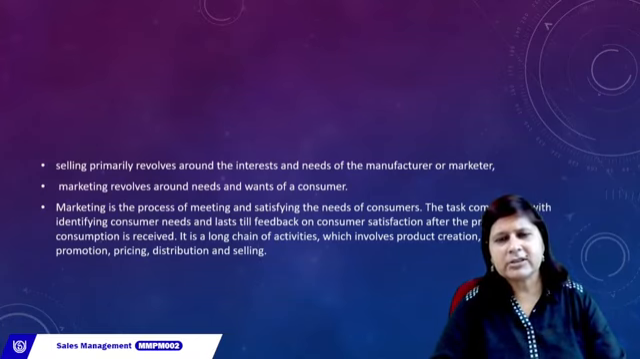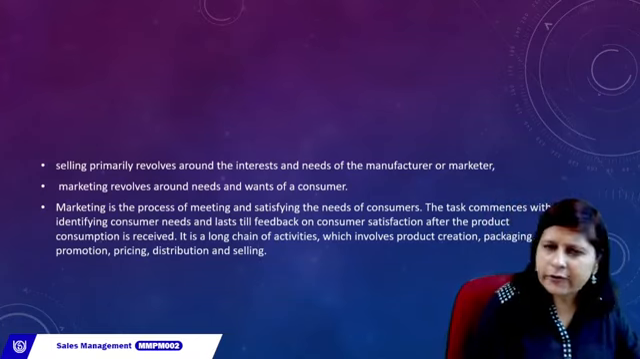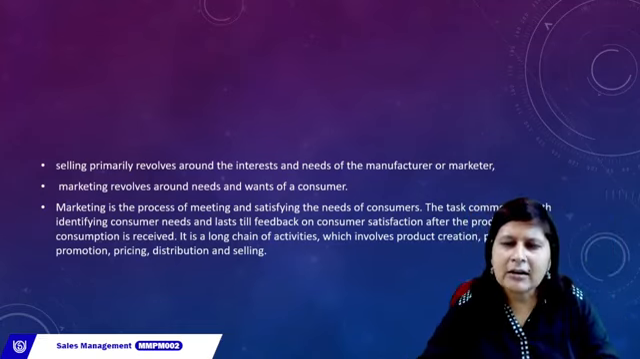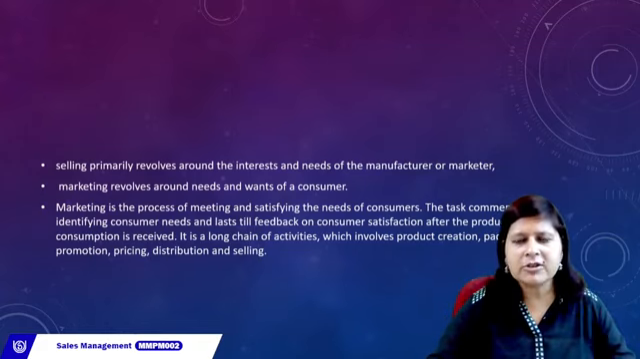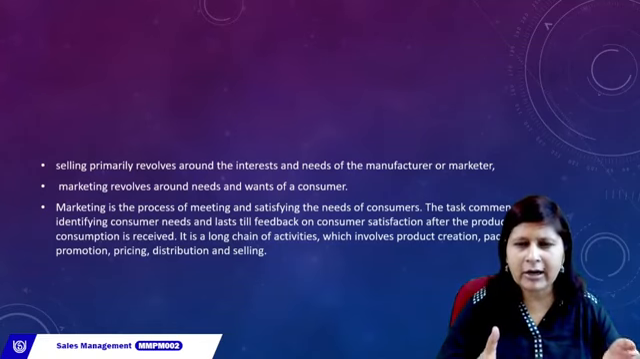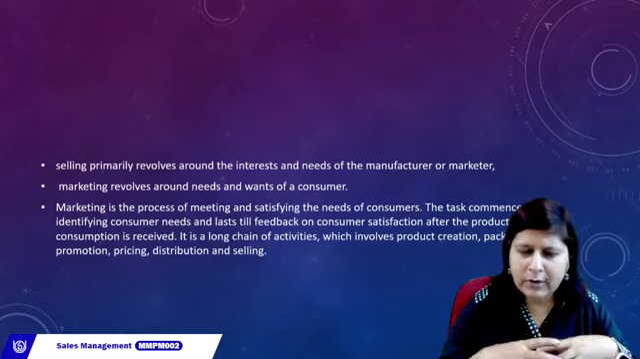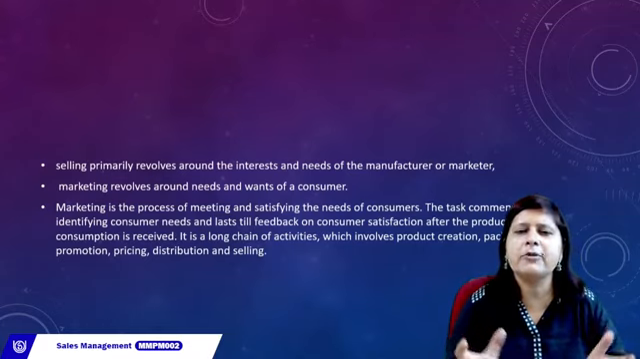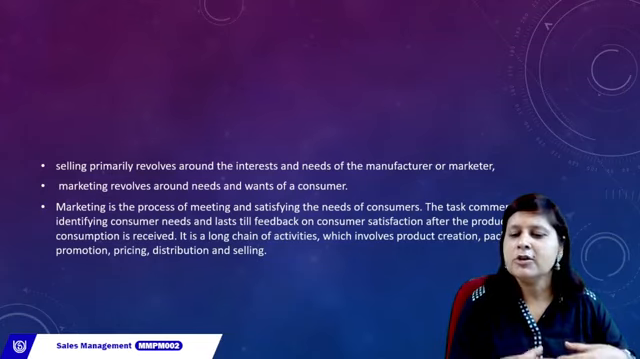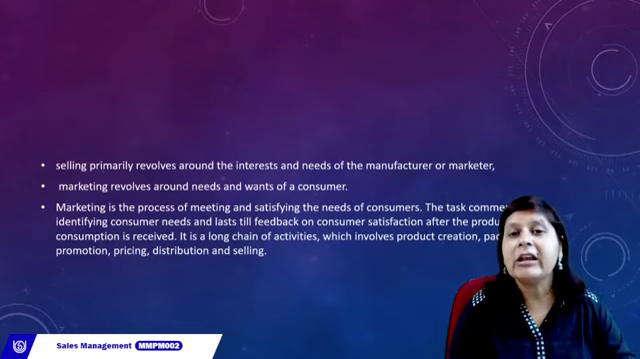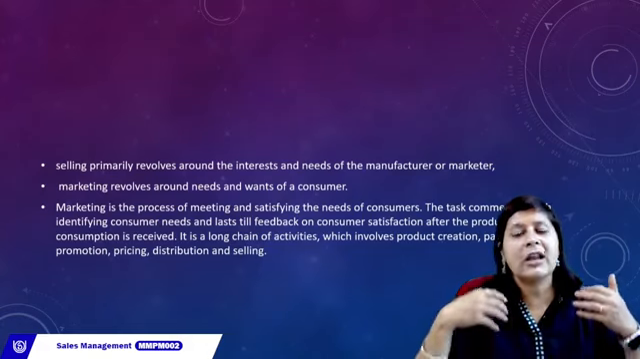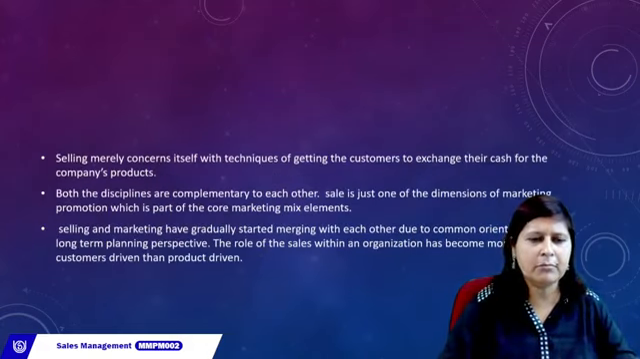So marketing is customer oriented, right? And it starts from the marketing research and it ends till the satisfaction of the customers. This marketing involves a long chain of activities like product creation, right? What is required by the customer? The marketer tells it to the producer, and the producer produces the product according to the requirements and the needs of the customer. So it includes the product creation. Marketing includes the product creation, packaging, pricing, promotion, distribution, and then again selling is a part of marketing.